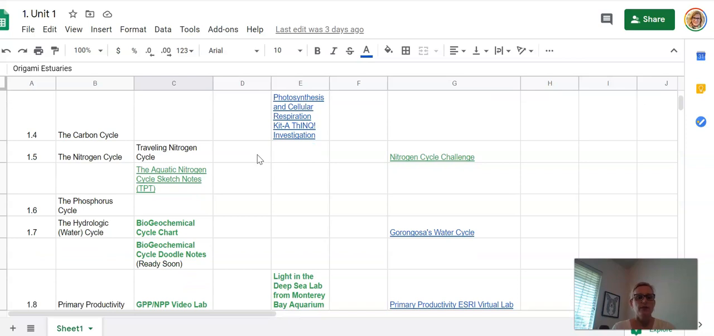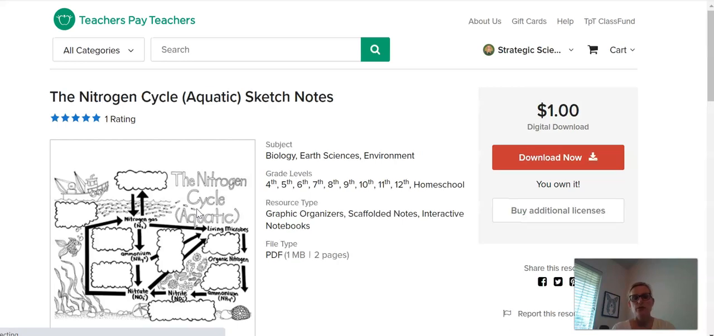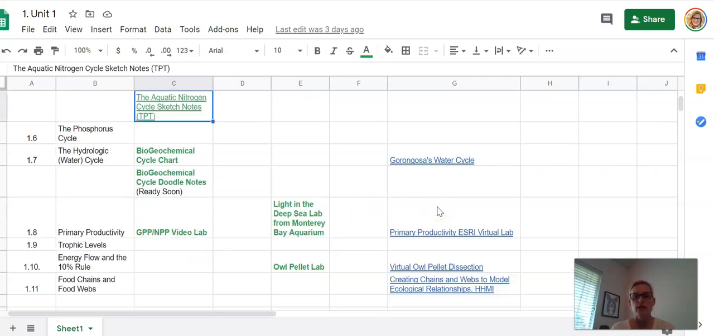There's a couple of things in here also that I don't own that I found on Teachers Pay Teachers, like this nitrogen cycle sketch notes. So I put that in there. I bought it, I use it, but I don't have the rights to it, so I can't put it in the folder for you.